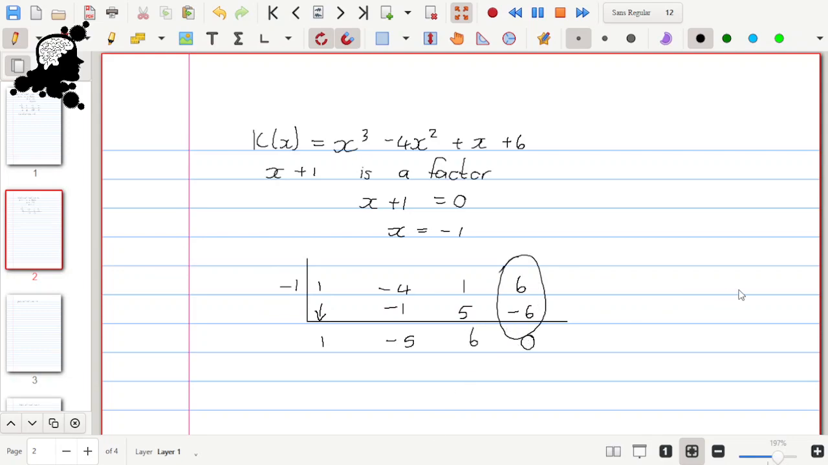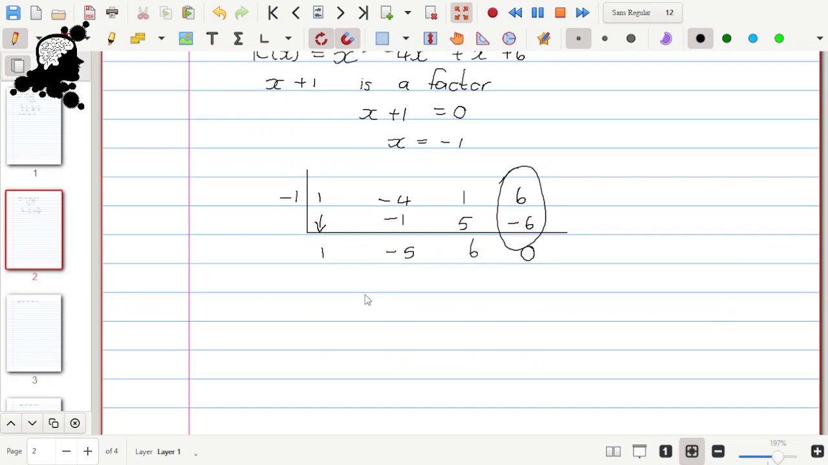And there you are, life is great. So, our factors are x plus 1. Then, the coefficient of x squared is this 1, so that's just x squared. The coefficient of x is negative 5, so negative 5x. The constant is positive 6.